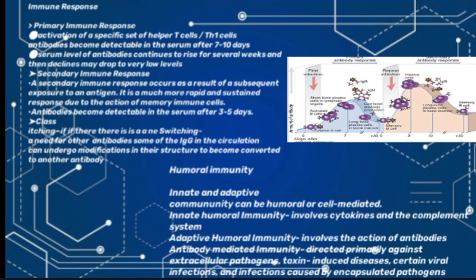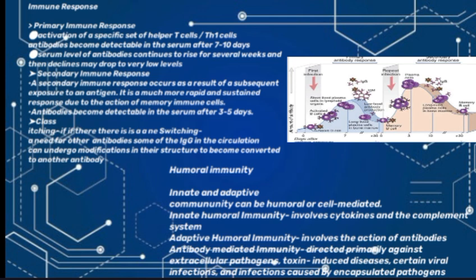Activation of these cells leads to activation of the inflammatory response and delayed type hypersensitivity, as well as stimulation of B cells to produce IgM and IgG. The antibodies become detectable in the serum after about 7 to 10 days, but can be longer depending on the nature of the antigen and the dose of the antigen.